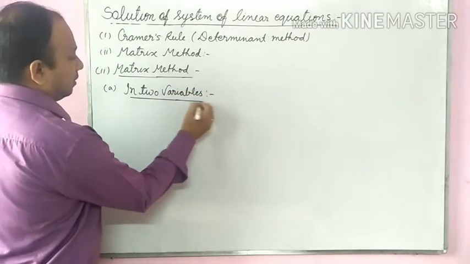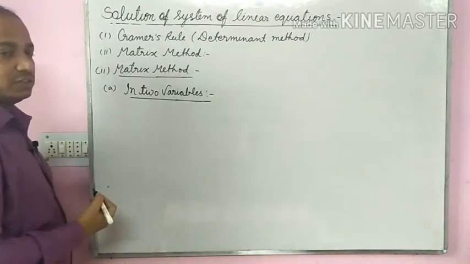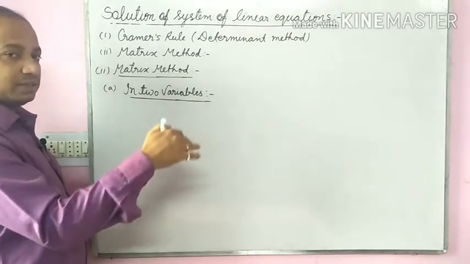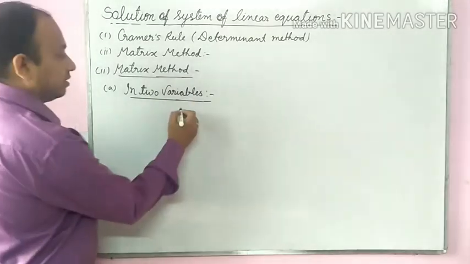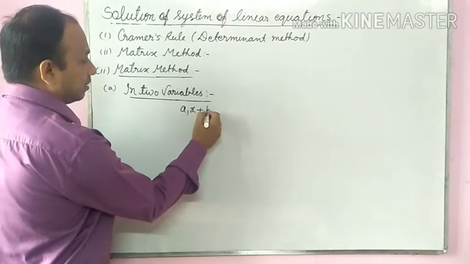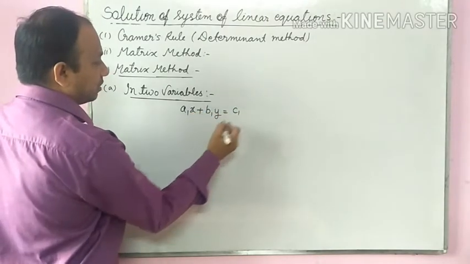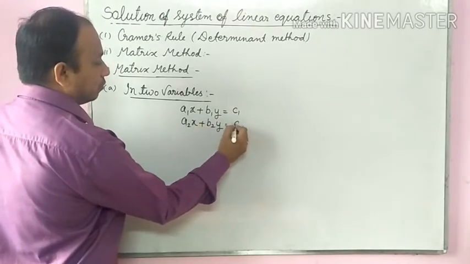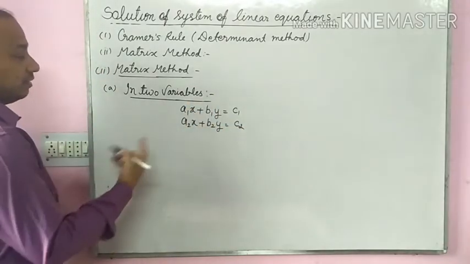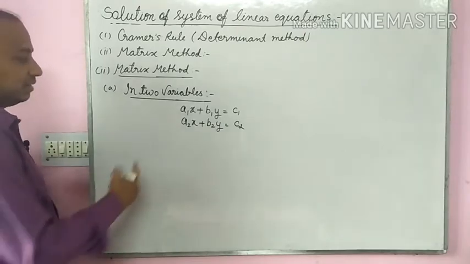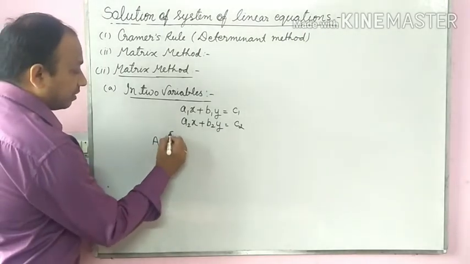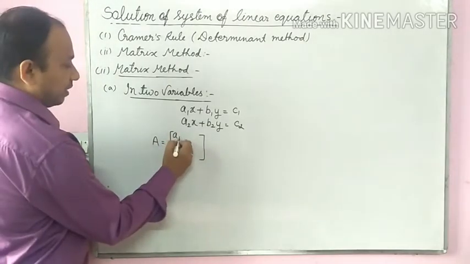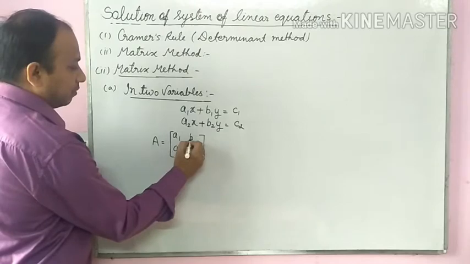In two variables, the standard form of a linear equation is ax plus by plus c equals 0. Transposing the constant, we get minus c, and minus c is also a constant. Then the standard equations are a1x plus b1y equals c1, and the second equation is a2x plus b2y equals c2. Okay, then we form the three matrices. The first matrix A is formed by the coefficients of x and y: a1 a2 b1 b2.